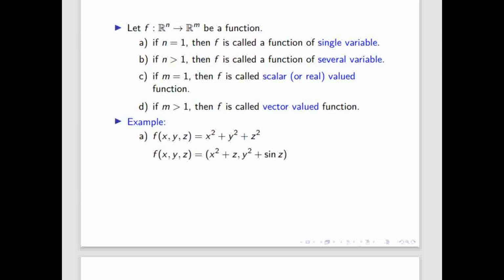This function, R3 to R2, yes, but what is the name? Several variable, vector valued. It takes value in the form of a vector, not in the form of a real number or a scalar. So it is a several variable vector valued function. Similarly, this one, several variable vector valued. This one, single variable and vector valued.